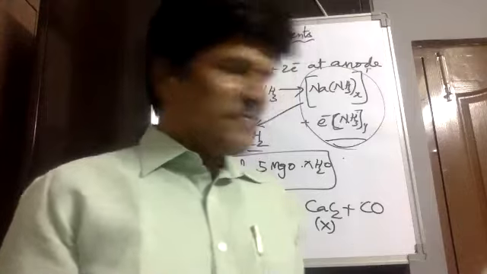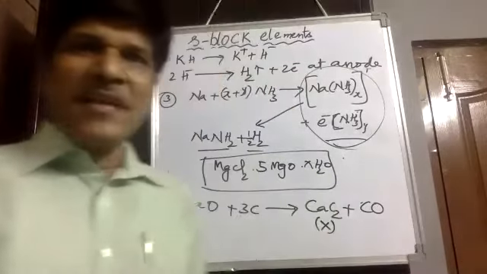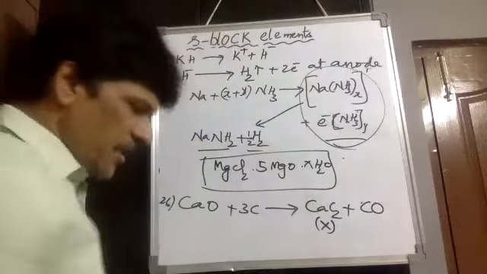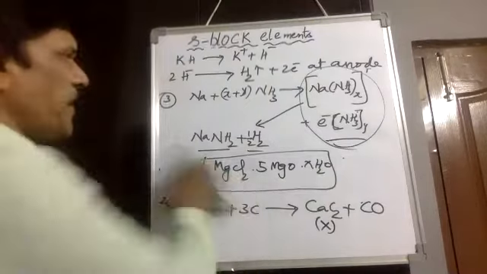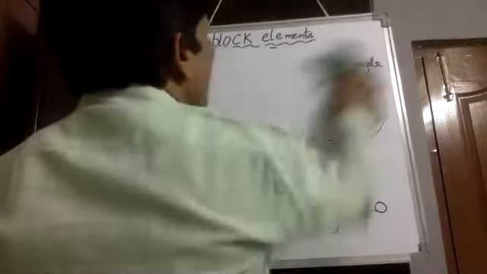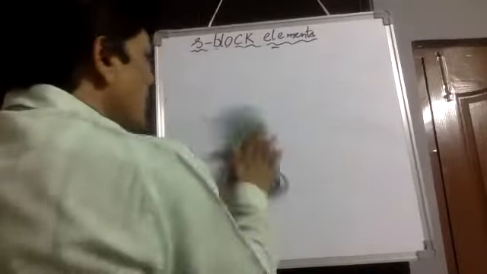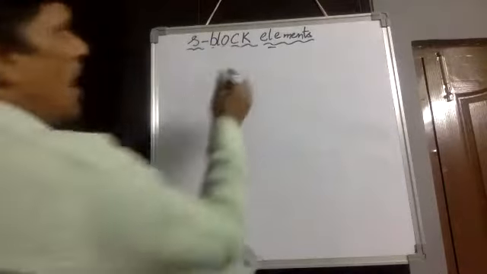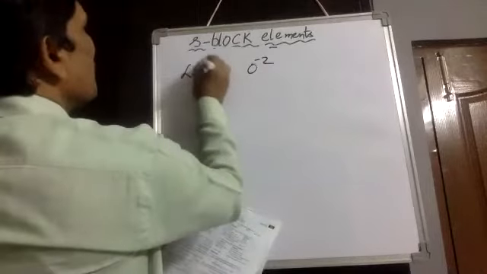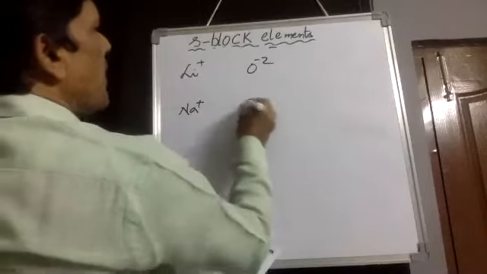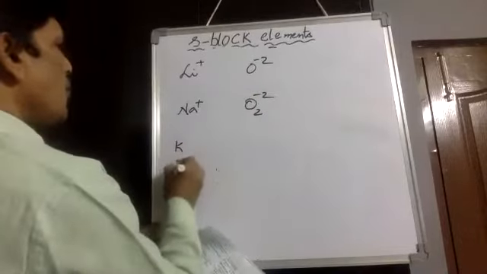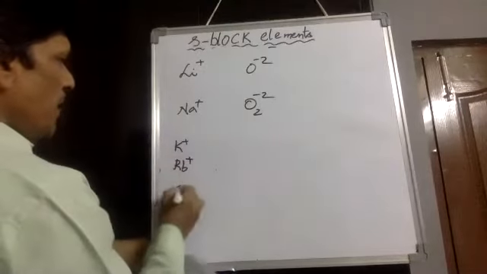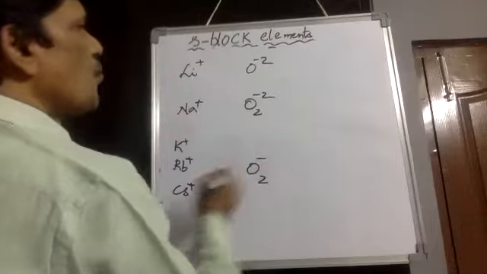Then 37. About these elements, when we take the reaction with oxygen, small size cations react with oxides, peroxides and superoxides. We can identify it like this. The size of oxide is smaller compared to peroxide and superoxide. So oxides react with lithium, sodium reacts with peroxides, and potassium, rubidium, and cesium ions react with superoxides.